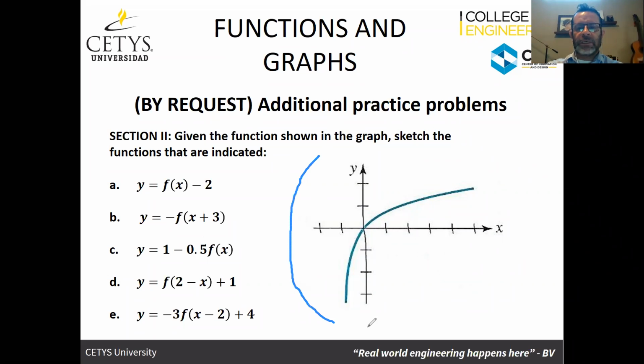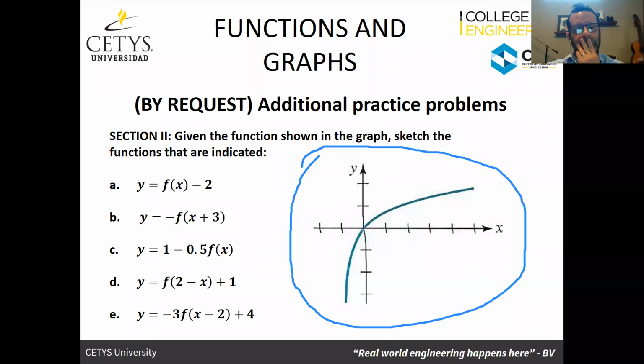So this is the graph we're given. And now what we're going to do is start doing some things to this graph. Basically we're going to be practicing shifts, reflections, compressions and stretches, etc. with the graph. So I'm going to switch over to the canvas and we're going to start working on that.